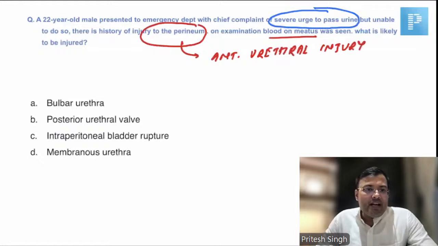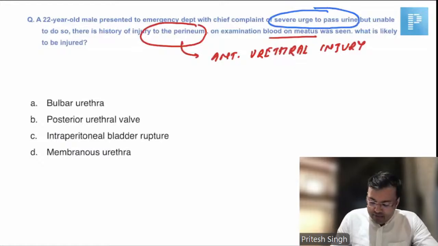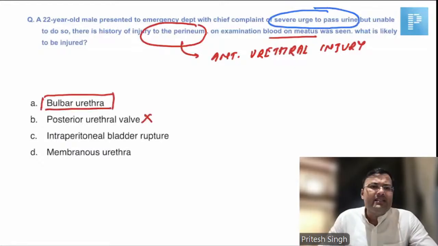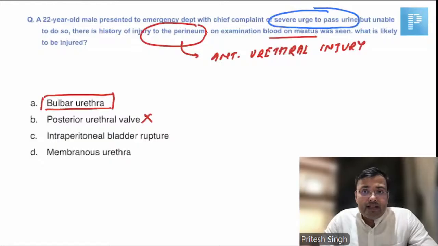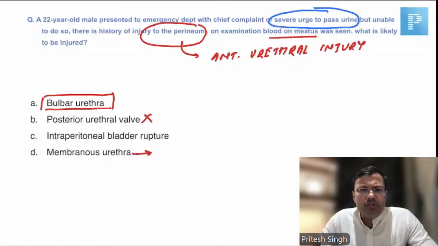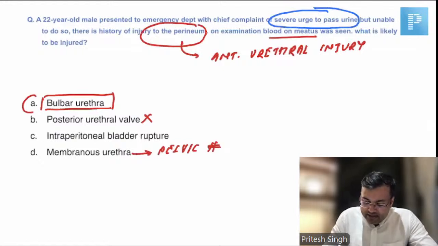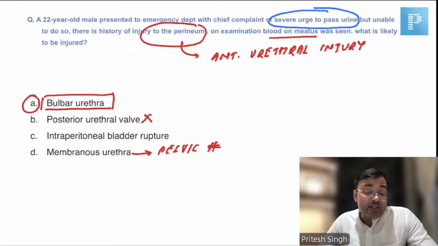So patient is having anterior urethral injury, and you know that in anterior urethra, what is the most common site? Bulbar urethra. Posterior urethral valve is a congenital condition. Intraperitoneal bladder rupture. In bladder rupture, what happens? Bladder is collapsed. Clear? And in this case, there is no blood at meatus. There is hematuria. Membranous urethra is associated with pelvic fracture. So these patients are having pelvic hematoma. Got it? So here, what's the correct answer, guys? Correct answer is bulbar urethra, because there is perineal injury.